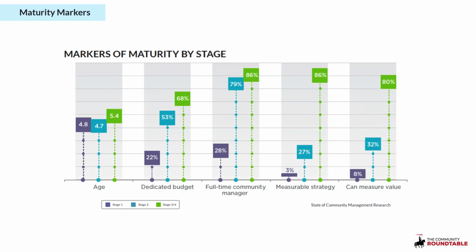According to the State of Community Management Research, age is not an objective maturity indicator. Rather, things like hiring a full-time community manager, having a measurable community strategy, and the ability to measure community value are more reliable indicators of progress.